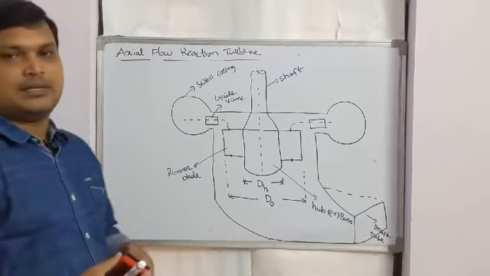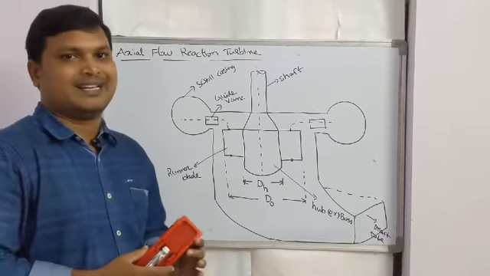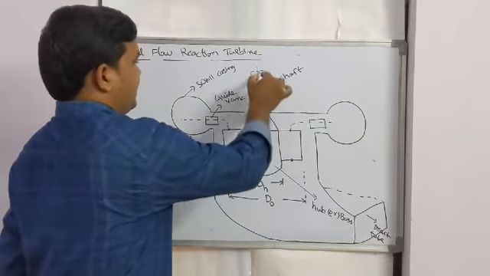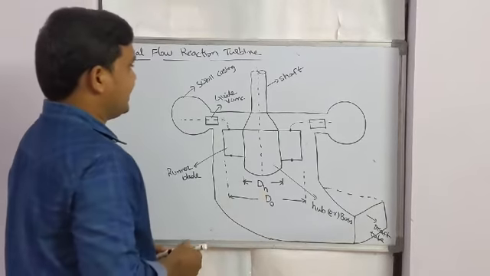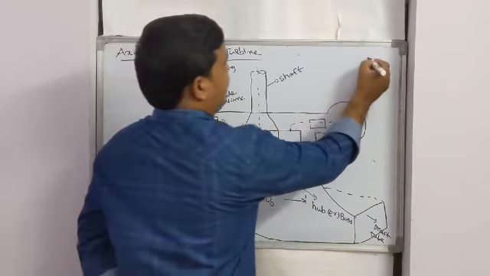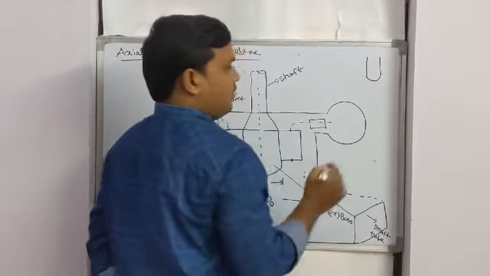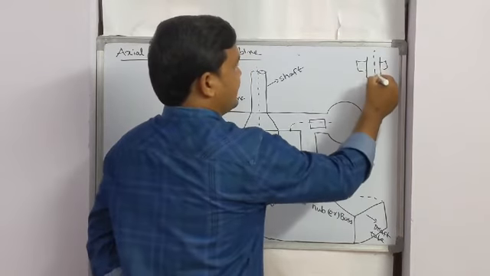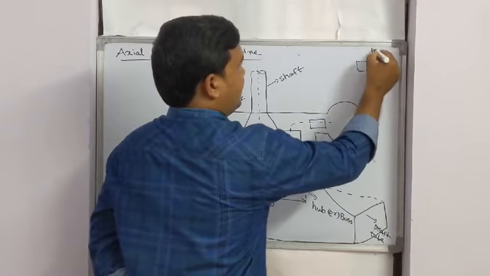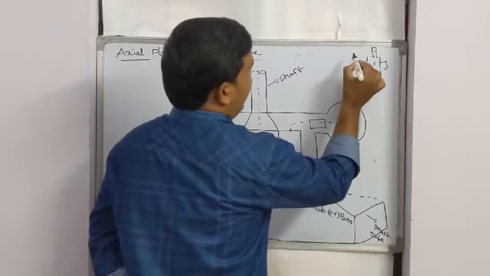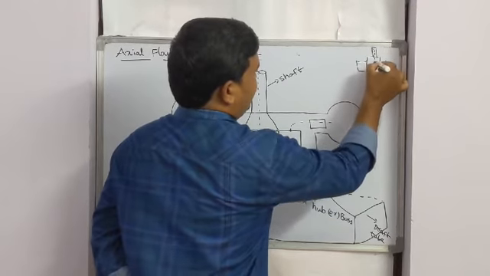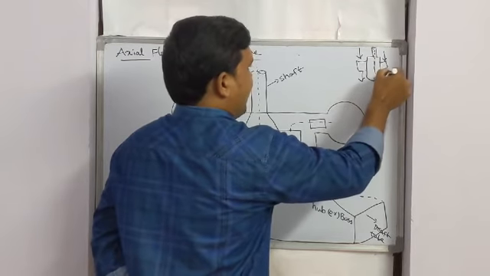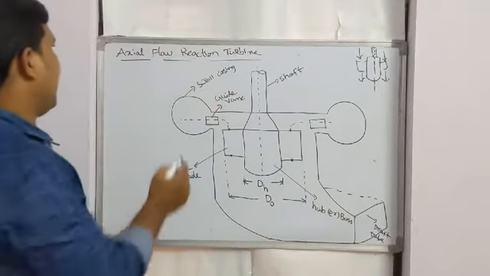So axial flow means the flow of water to the runner is axial, meaning parallel to the shaft axis. This is the shaft, this is the axis of the shaft. This is a runner, or hub, of a turbine. These are the runner blades. So the water flows axially, parallel to this axis. The water enters parallel to this axis and leaves also parallel to this axis, which is called axial flow.